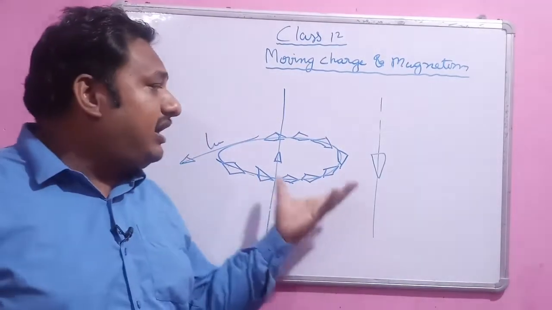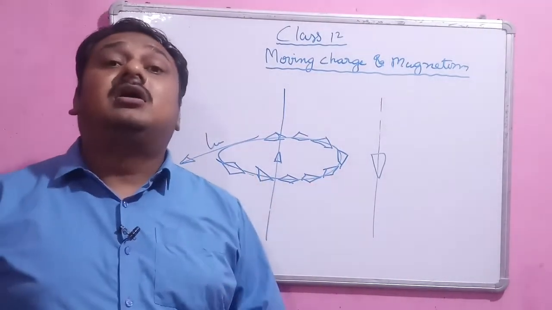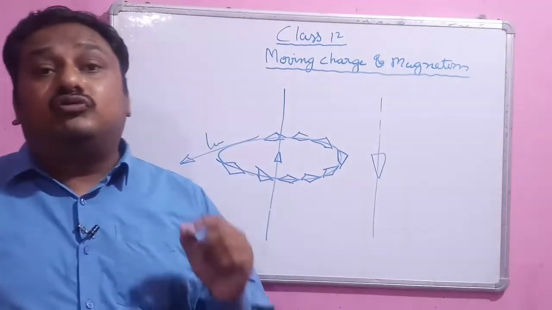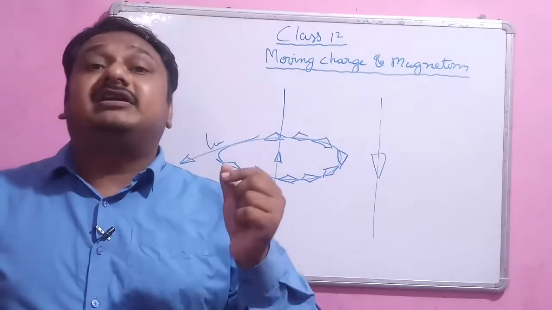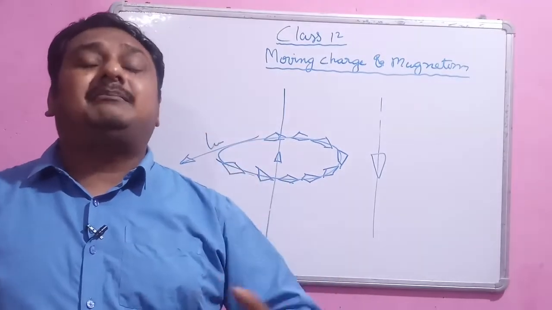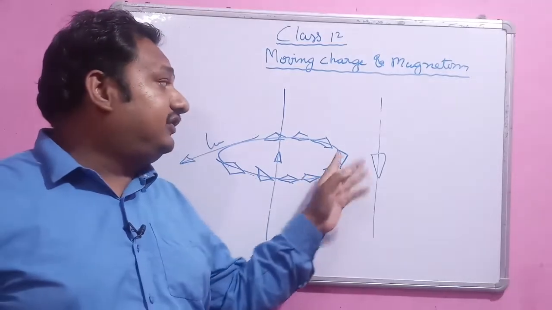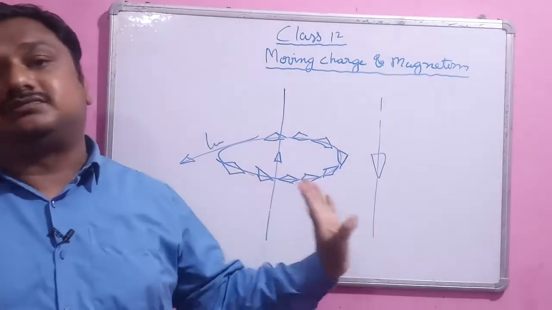On the basis of the above fact, Ørsted concluded that moving charge creates a magnetic field, and that magnetic field exerts a force on a magnetic needle, and due to that force it changes its orientation.